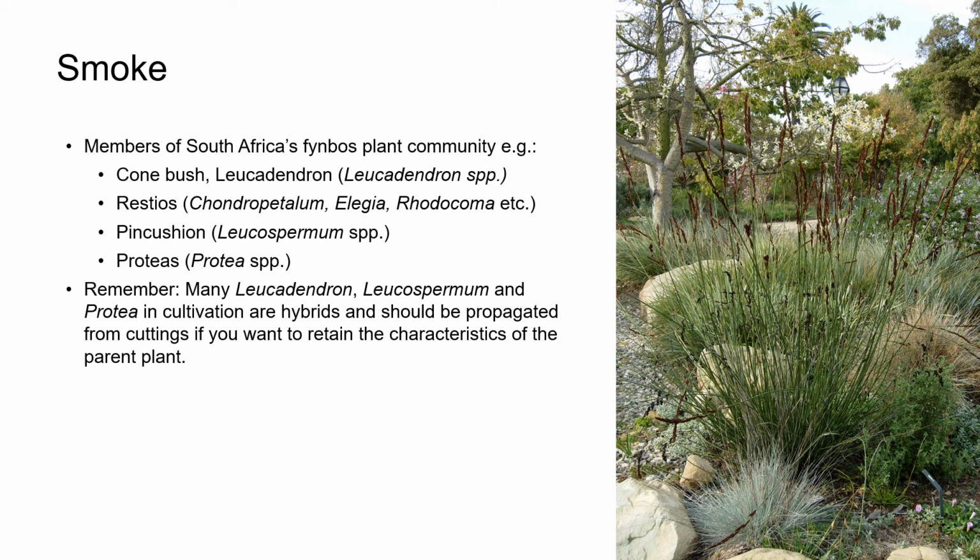And popular examples include the leucadendrons, the restios such as chondropetalum, elegia, and rhodocoma, leucospermums, and the proteas. But remember that a lot of the leucadendrons, leucospermums, and proteas in cultivation are hybrids. And you're going to need to propagate these from cuttings if you want to retain the characteristics of the parent plant.